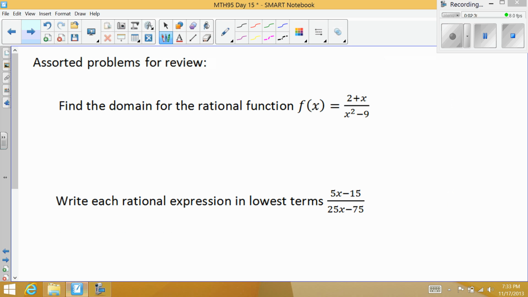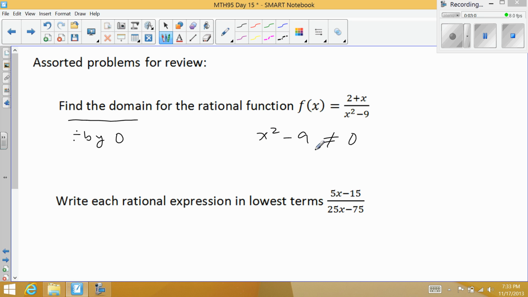Okay, so a few problems for review. Find the domain for the rational function. So whenever we're being asked to find the domain, ignoring the rest of the problem for now, what we're worrying about is dividing by 0. We don't want to divide by 0 because that's undefined. So what we want to do with this one is grab the denominator, x squared subtract 9, and we don't want that to equal 0.